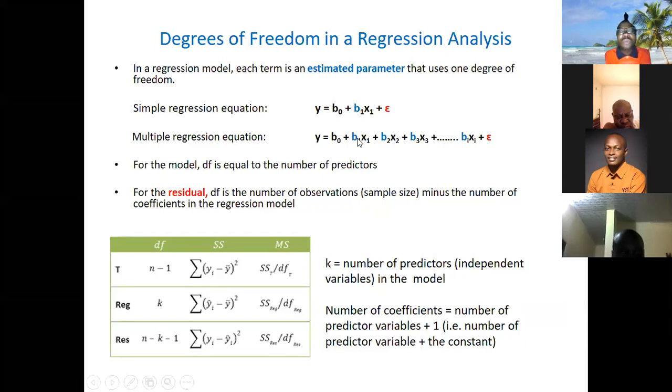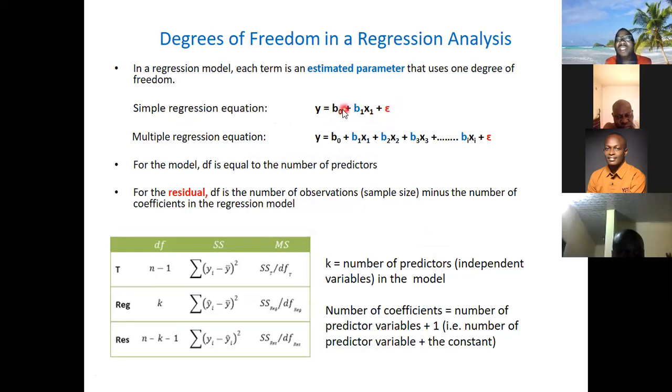Now, in the regression model, each term is an estimated parameter that uses 1 degree of freedom. Why did I paint it blue? All the terms here are talking about the number of predictors. Look at the first equation, the simple regression equation: Y is equal to B0 plus B1 X1 plus error or residual. You can call it either error or residual.